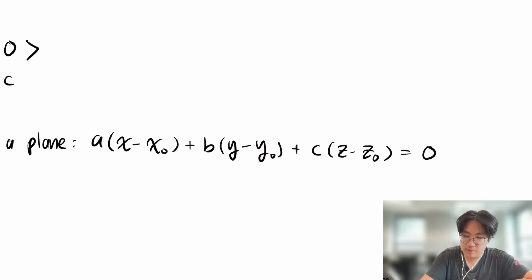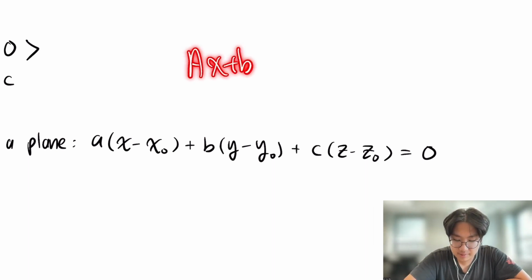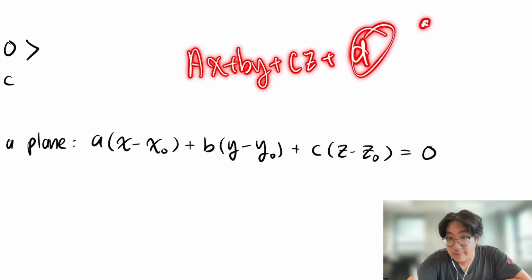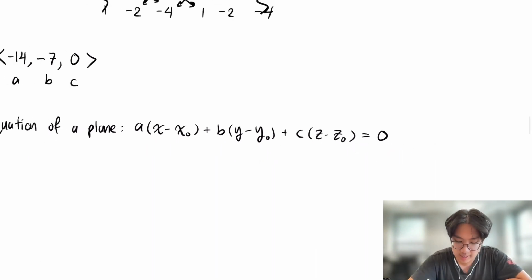So this is one of the ways of doing it, which I personally find to be the easier way of doing it. The other way of doing it is to just simply plug it in terms of ax plus by plus cz plus d, and then you plug in a point to solve for d, whereas in this case, you can just plug everything in directly. I find it much more direct.